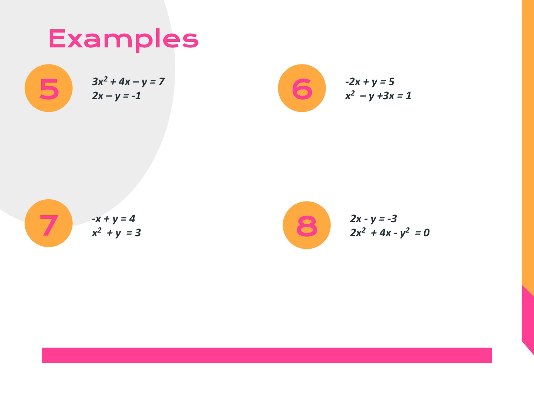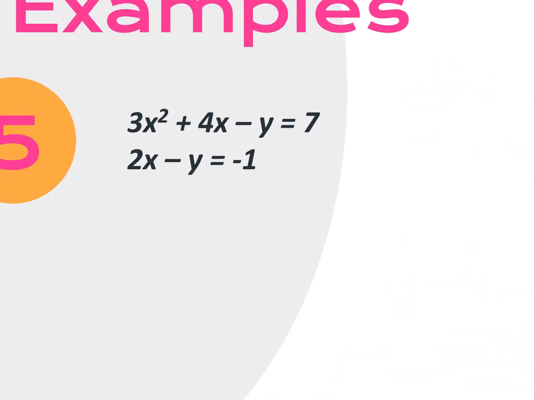So here is my first example. I've got my first equation that has an exponent in it, and then the second one is linear. Now what I'm going to do is, whenever one of the equations in my system is linear, generally that's going to be the one that I rearrange and solve for either x or y, and then that would be the expression that I substitute.